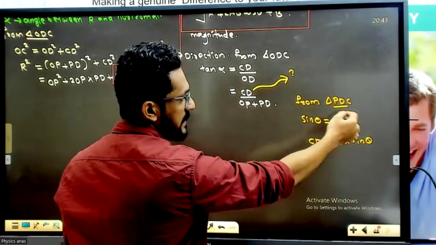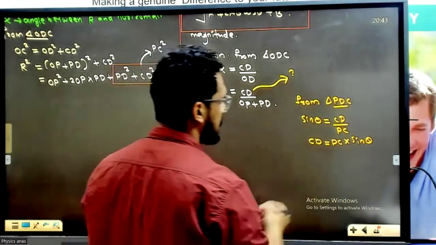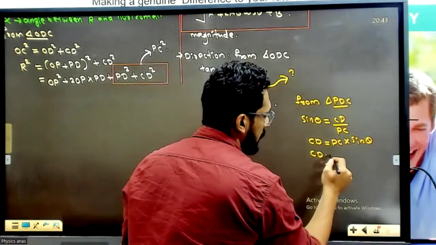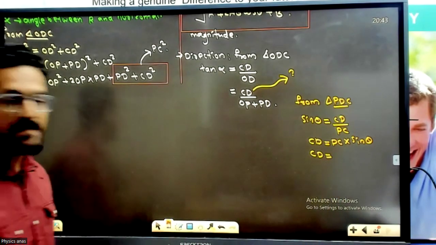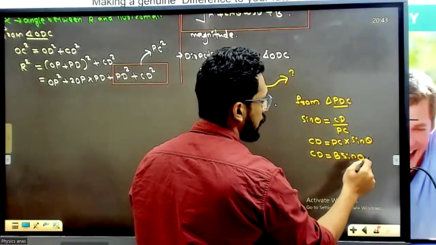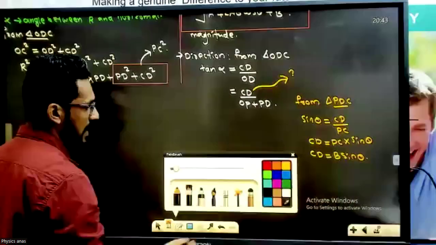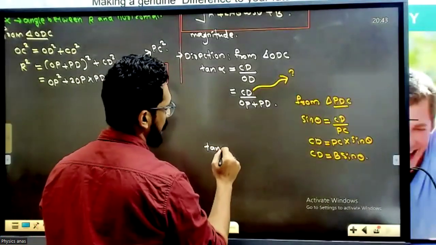If you want to find CD, you can bring this PC to the other side. That will be PC into sine theta. And CD is what? PC. Who is PC? B. PC is B. So B sine theta. Now you know what CD is and you can write the equation of tan alpha now.